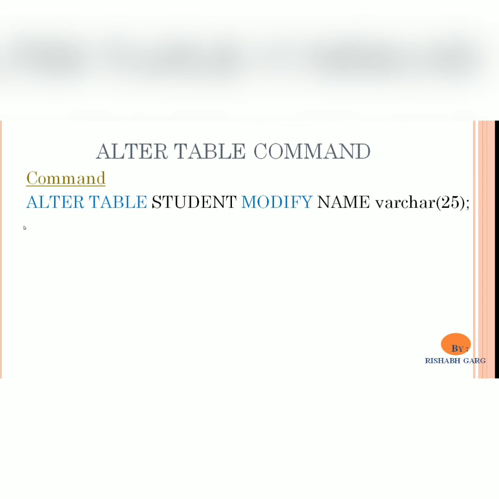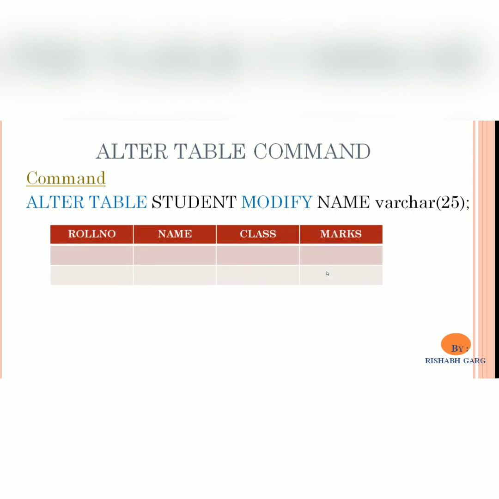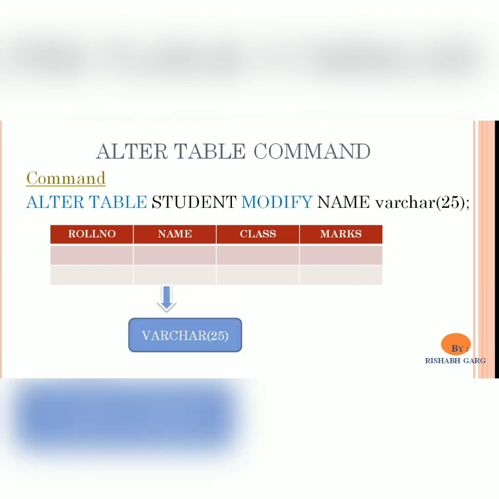First we will write the command name, that is alter table. After that we will write the table name, that is student. After that we will use the modify keyword. After that we will write the column name along with the new data type, and at last we will use the semicolon for terminating our command. After executing this command, the data type of name field will be modified from char(20) to varchar(25). I hope it's clear to all of you.